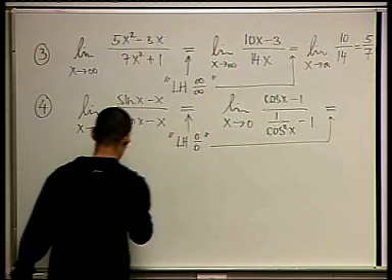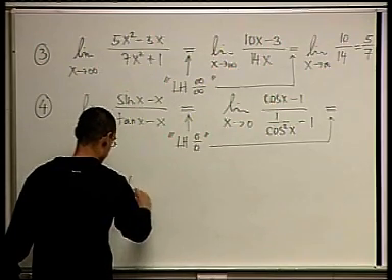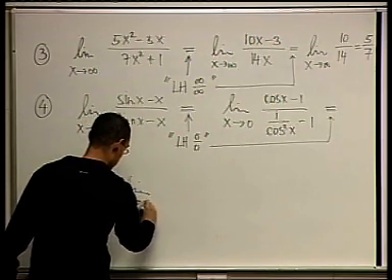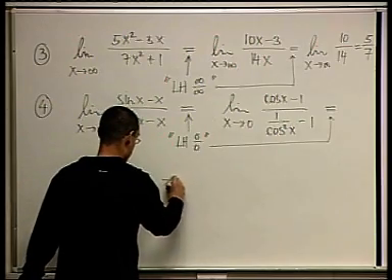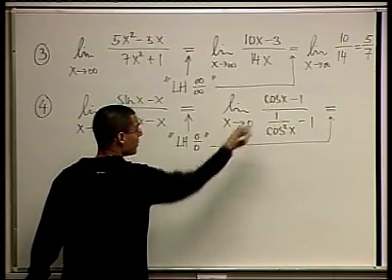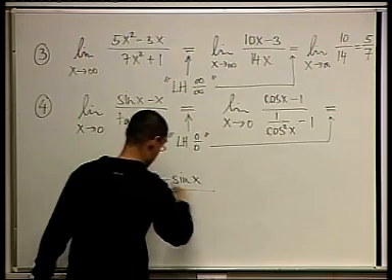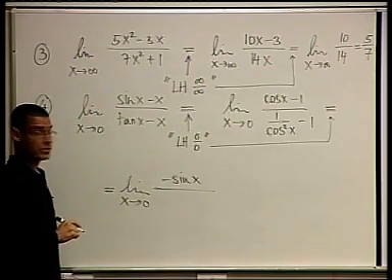So this equals the limit as x goes to 0. The derivative of cosine is minus sine. The derivative of negative 1 is 0. So that's all that we get from the top.